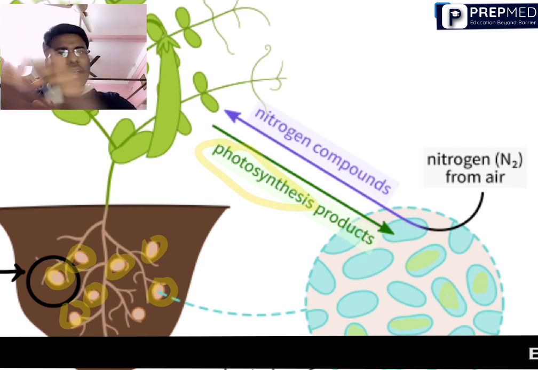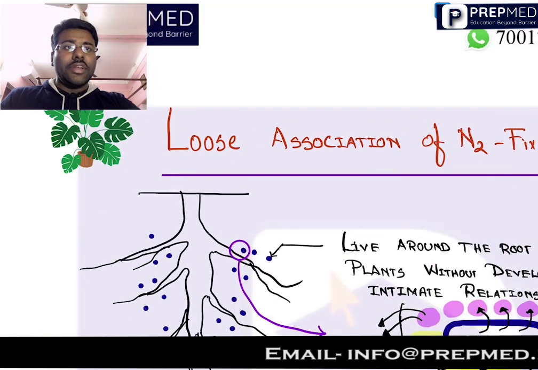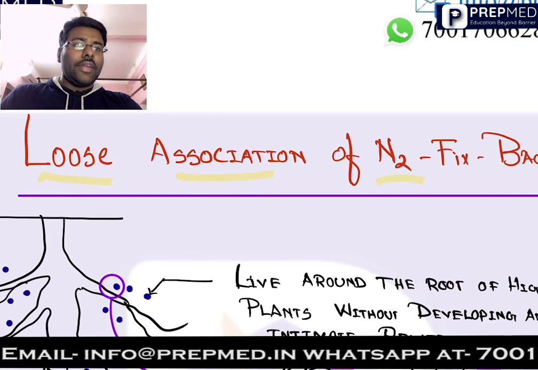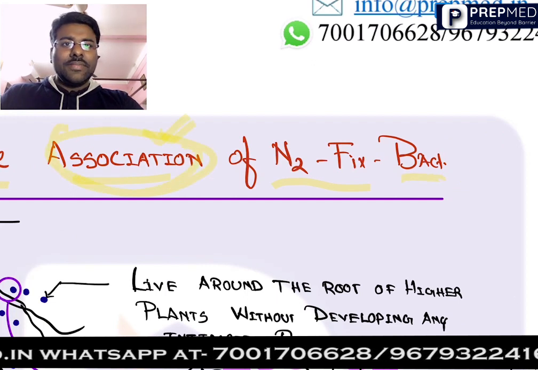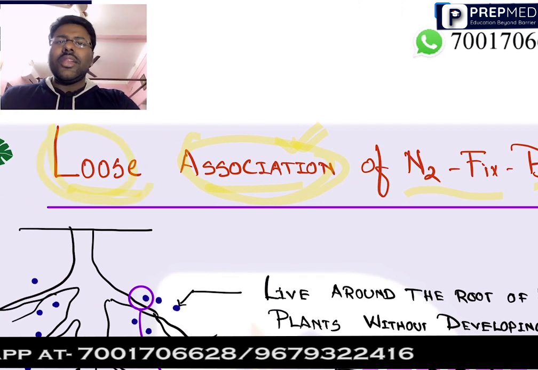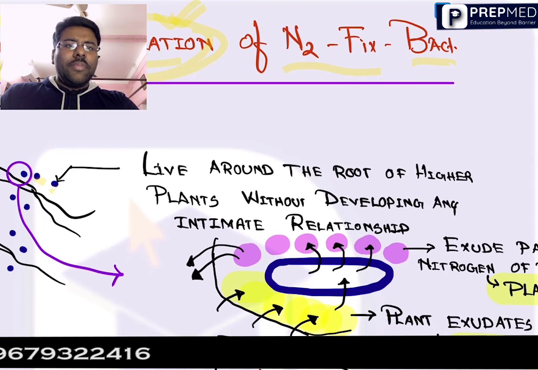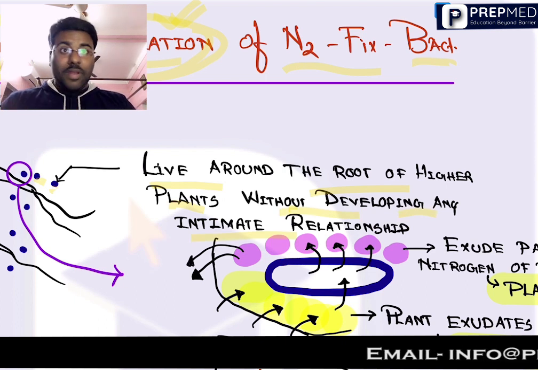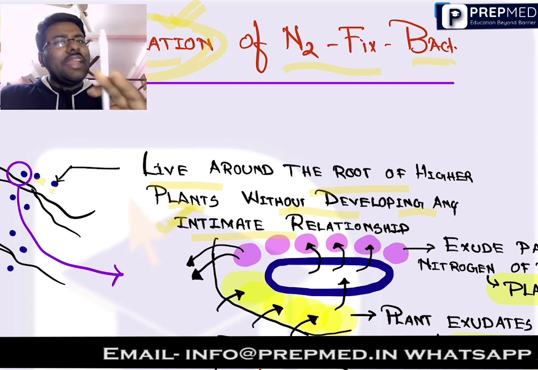Mutual beneficial association, Rhizobium. Coming to the next, which is very important and very understandable topic, loose association of nitrogen fixing bacteria. There is an association, very easy, but loose. Why loose? Because there is the root and there are the bacteria, and the bacteria live around the root of the higher plants without developing any intimate relationship. They don't believe in relationship, so they don't get into an intimate relationship.